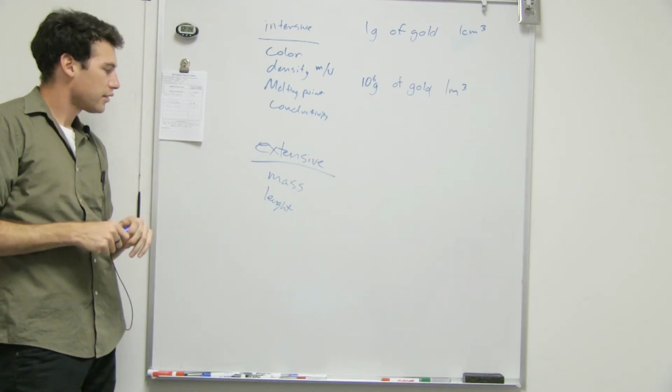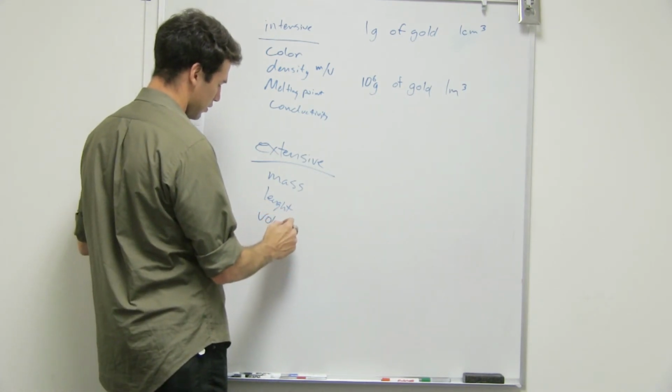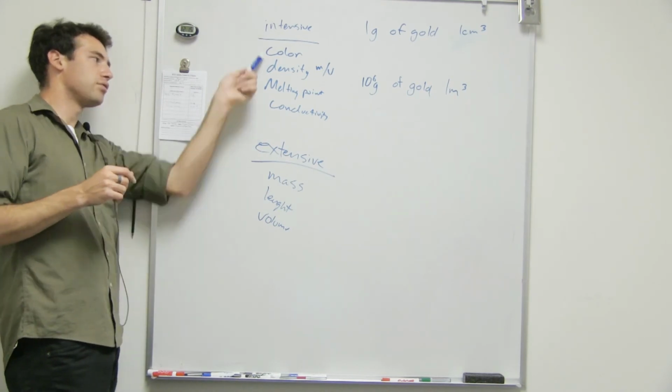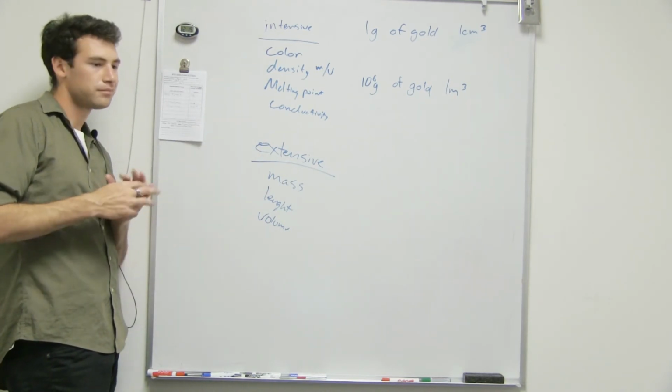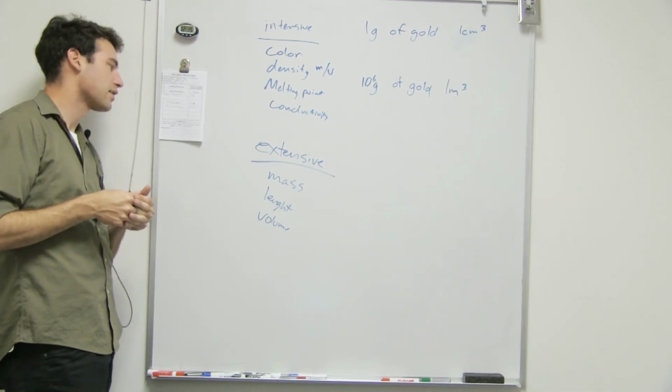Okay, mass, length, volume. See, these things differ with the amount that you have. These things do not. That's the difference between intensive and extensive properties.